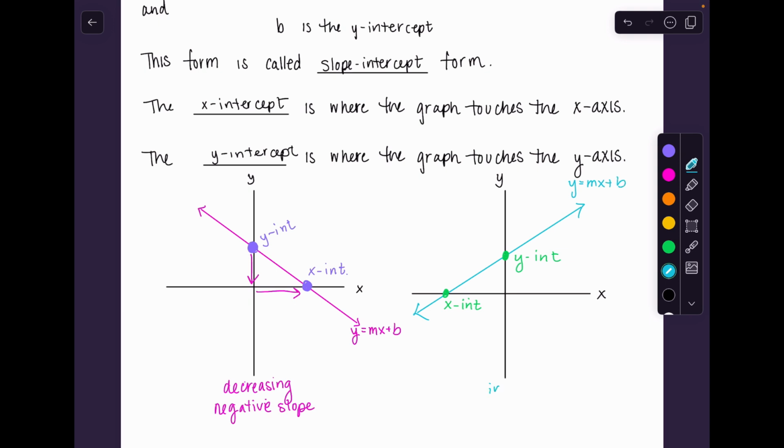But here, because your graph is increasing, meaning it's climbing as you trace it from left to right, you can immediately tell that this one is going to have a positive slope. Because if I compare the rise and the run, if I pick any points, my run is still going to be to the right, which is positive, and then my y value is going positive. And same thing, positive over positive. So that ratio is going to be a positive quantity.